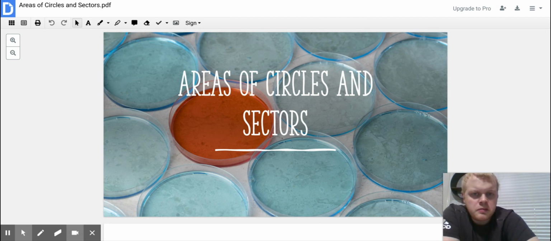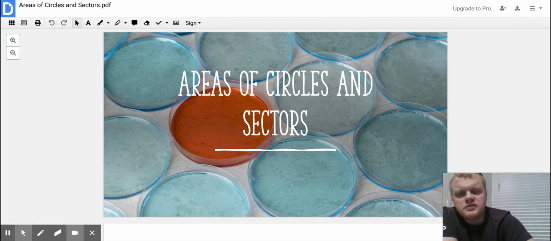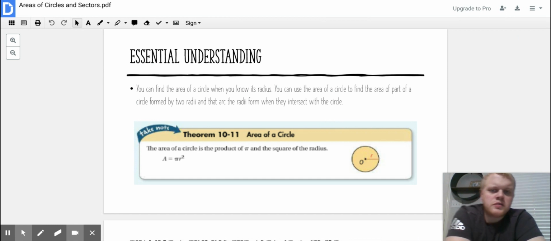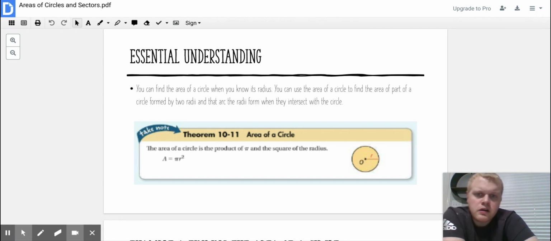So today's topic is going to be areas of circles and sectors, all right? Some essential understanding you will need to know. You can find the area of a circle when you know its radius. You can use the area of a circle to find the area of part of a circle formed by two radii and the arc the radii form when they intersect with the circle. So again, the area of a circle, we probably know this, is area equals pi r squared. So make sure you have the radius, and that's going to be squared.